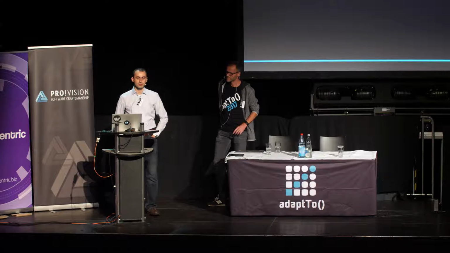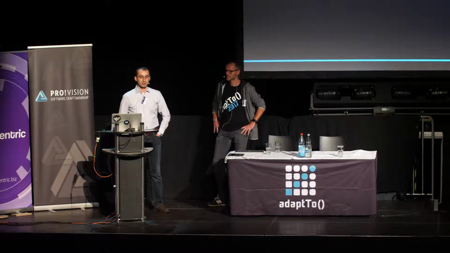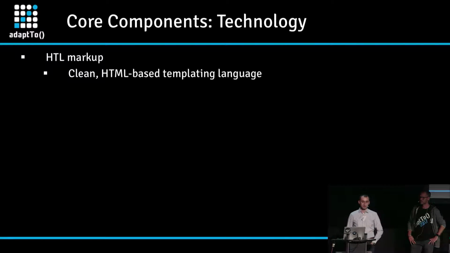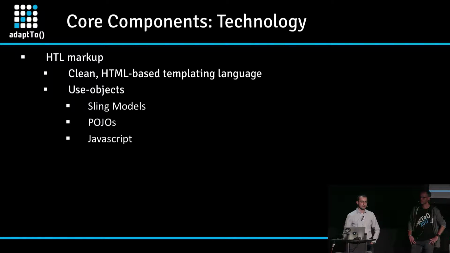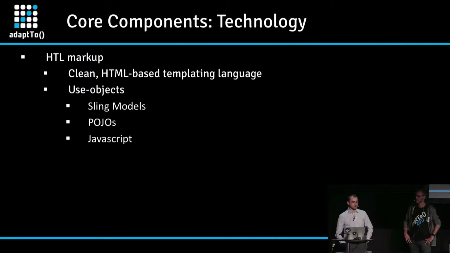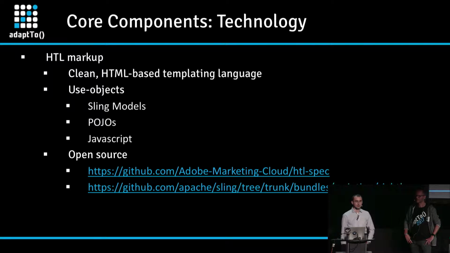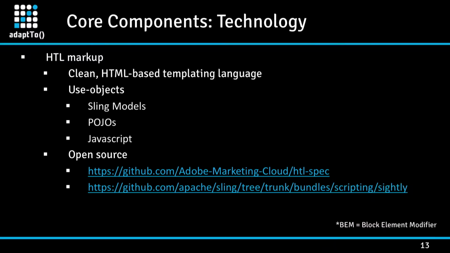Now, about the technology of these core components, we went with HTL markup, which is a clean HTML-based templating language. It's been covered here before. I think everybody already found out about it, but it allows you to separate your rendering, your view, from your models using Sling models, which can be either Sling models or plain old Java objects or even JavaScript classes. It's also open source, both the specification and the implementation, which was donated to the Sling project by Adobe.